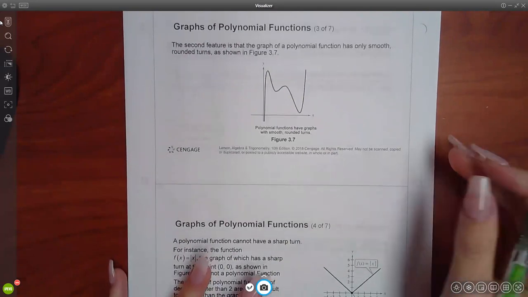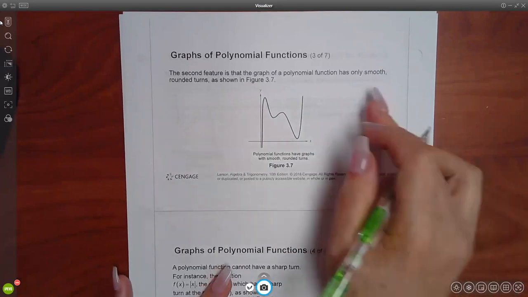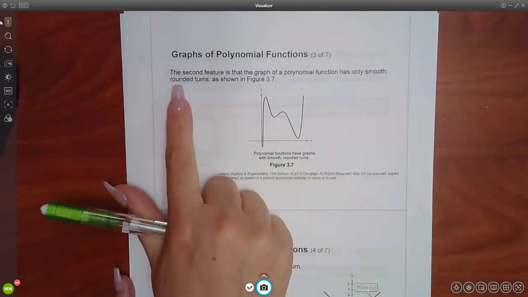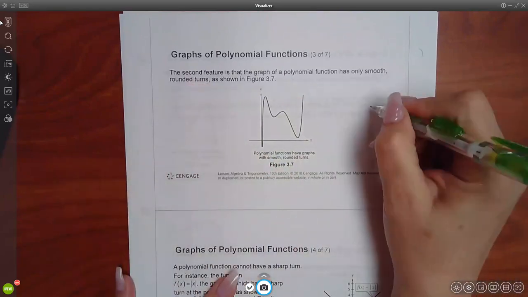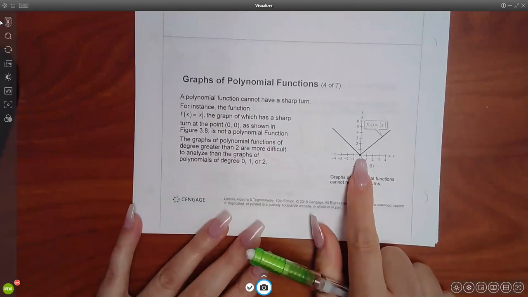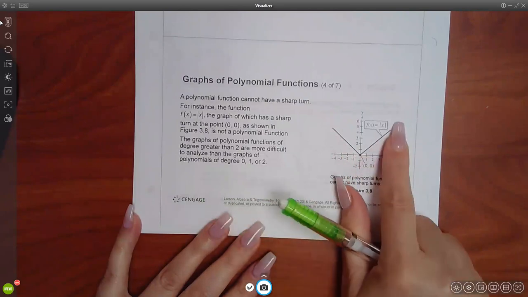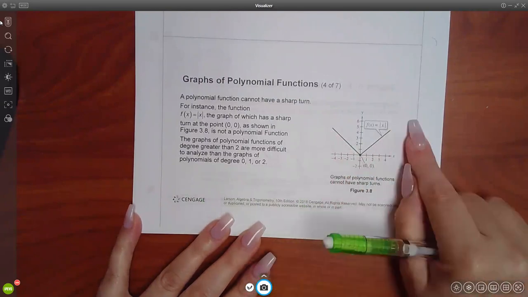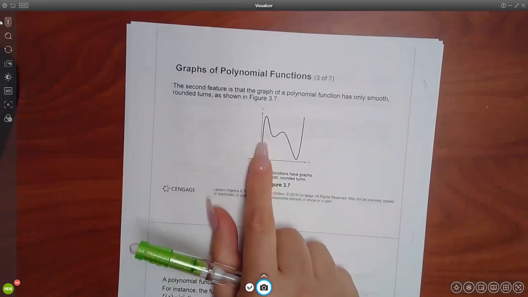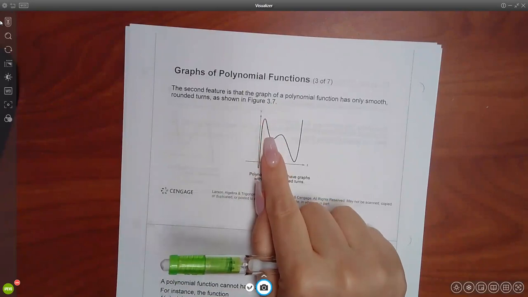Now, the second thing that we're gonna learn is what's called smooth. Okay, so it has only smooth, rounded turns. That's important because I can turn the function like this. Doesn't the absolute value term change from a negative slope to a positive slope? But notice that that turn right there is a sharp turn. It just goes down and then just straight up. On polynomials, you don't have sharp turns like that. You have curvy turns.